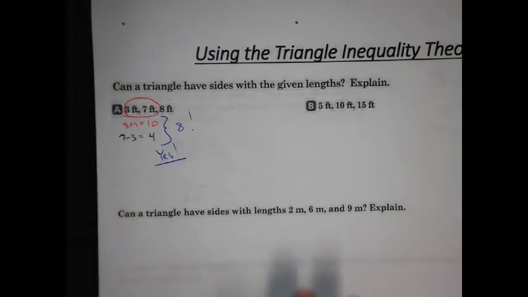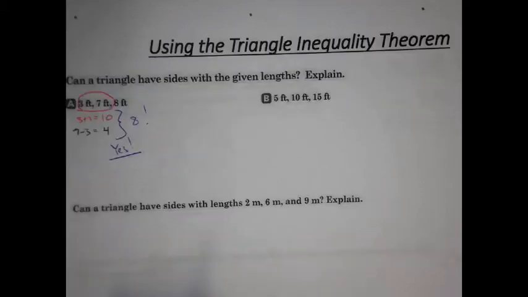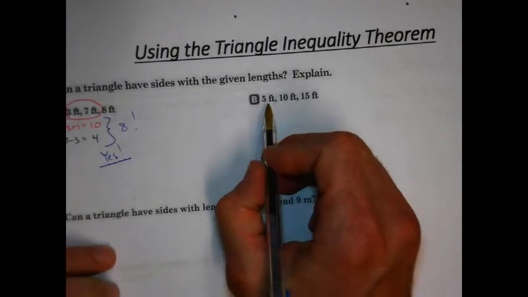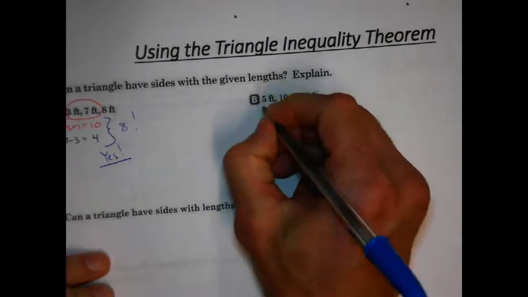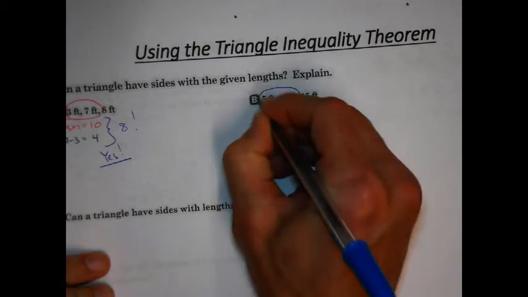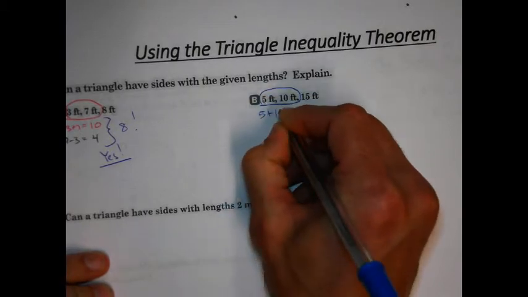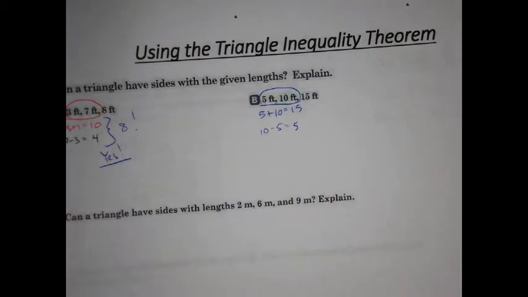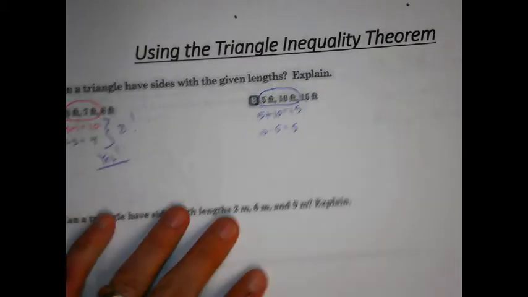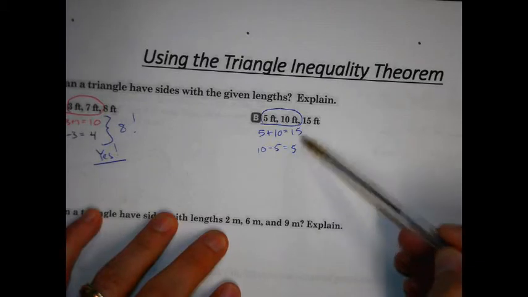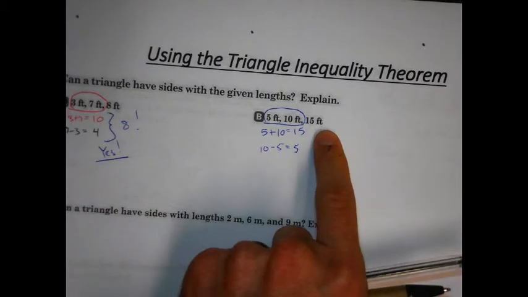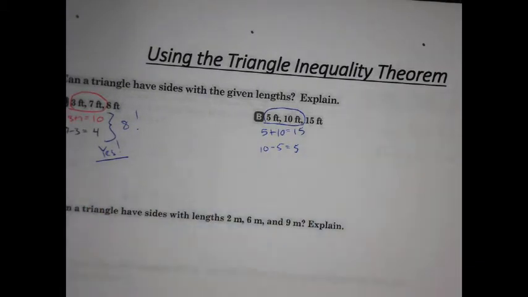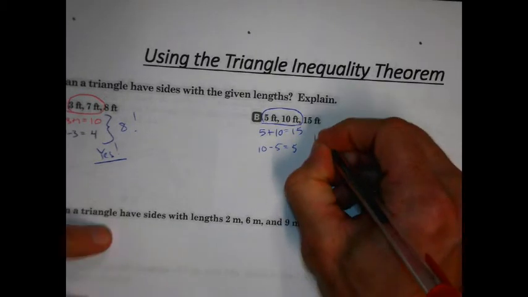Now, here's a neat question. Moving on to example B. Let's take a look at the first two. We have lengths of 5 feet, 10 feet, and 15 feet. Can this work? Well, let's look at 5 and 10. 5 plus 10 is 15. And 10 minus 5 is 5. That means the third side of the triangle has to be between 5 and 15. Is 15 between 5 and 15? That's the question. The answer is no.